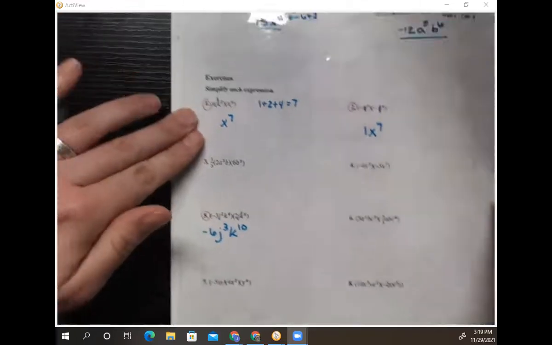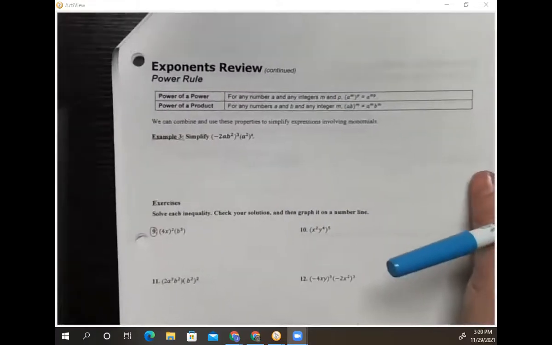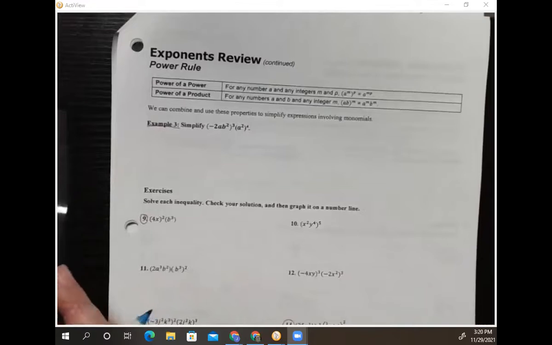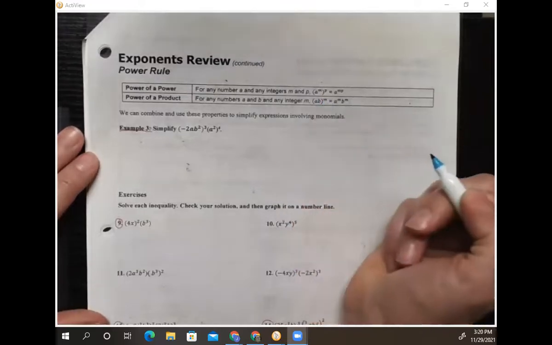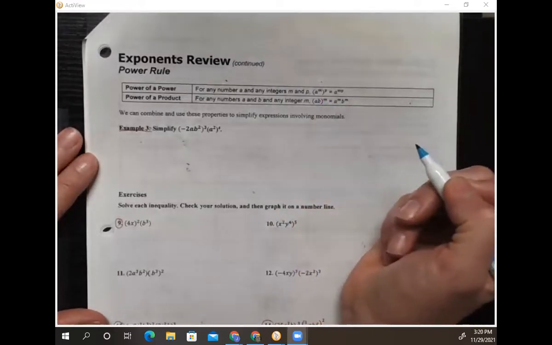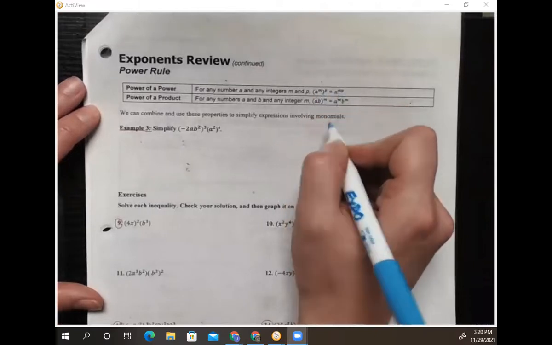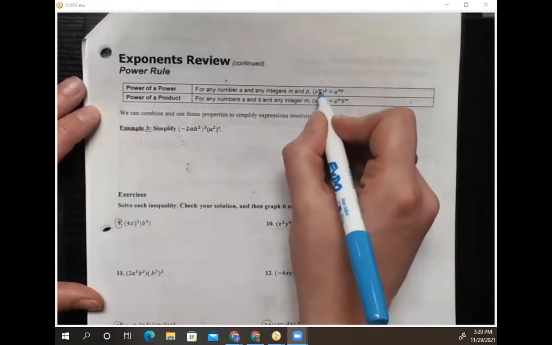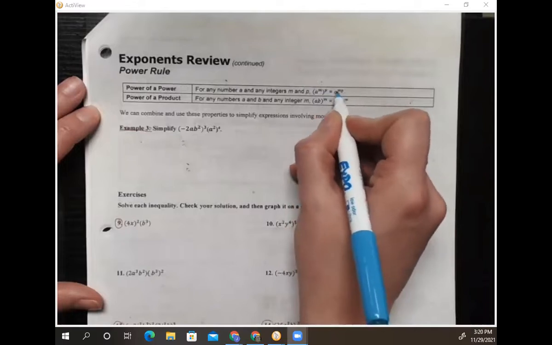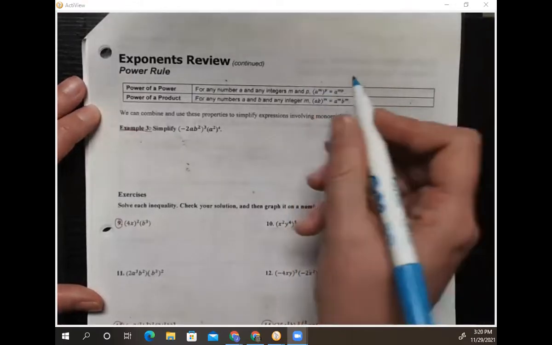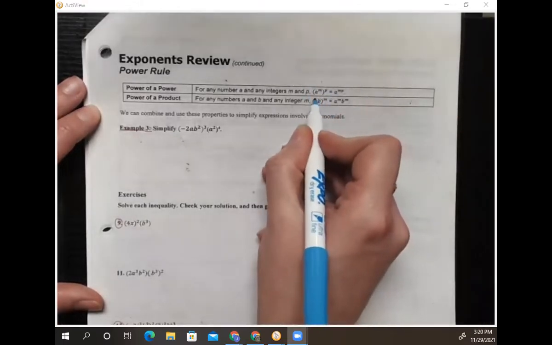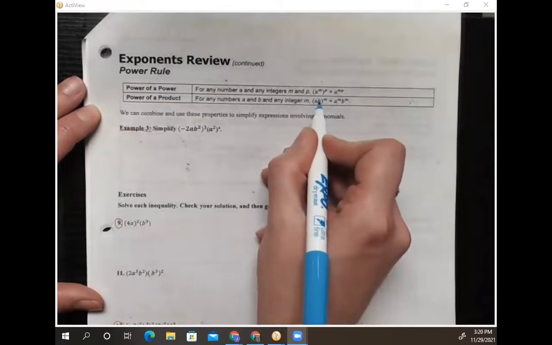On the next page, on page 9, we're going to review some more exponent rules. This time we're going to look at when we have something with an exponent, we raise it to a power, or when I have multiplication inside parentheses and that whole quantity is raised to a power. So when I have a power to a power, we multiply those exponents. So if I have something with an exponent already and I'm raising it to another power, multiply those exponents to simplify.